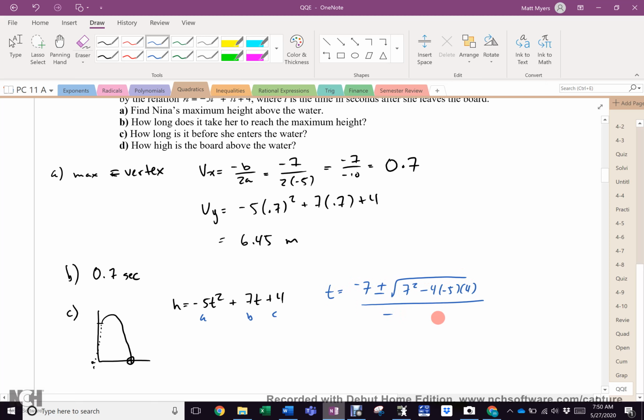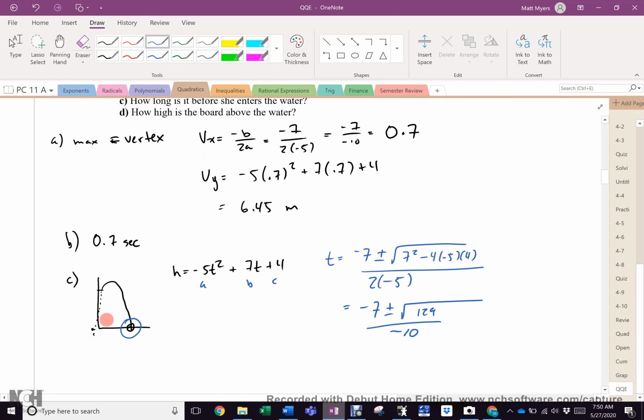Well, let's just write it over 2 times negative 5. So that's negative 7 plus or minus the root of 49 plus 80, which is 129, over negative 10. Now, I only need a positive number here because I can't have a negative time. So negative 7 minus the square root of 129, that's going to be a negative number. So I only need to check the minus. I don't even need to check the positive one.